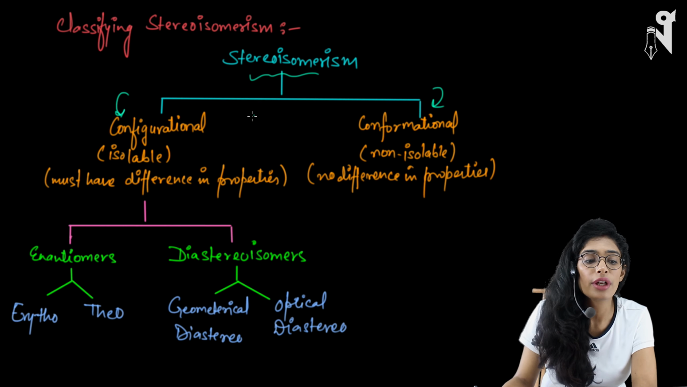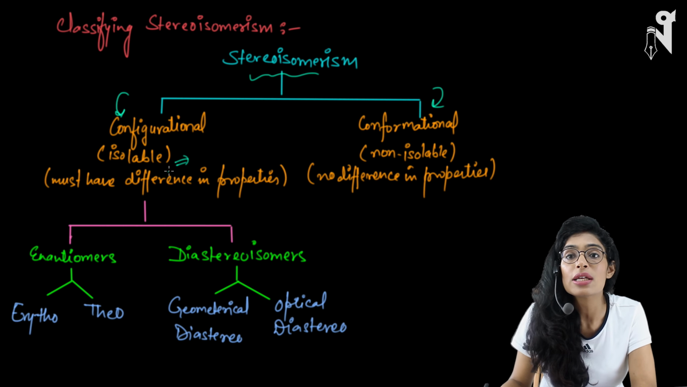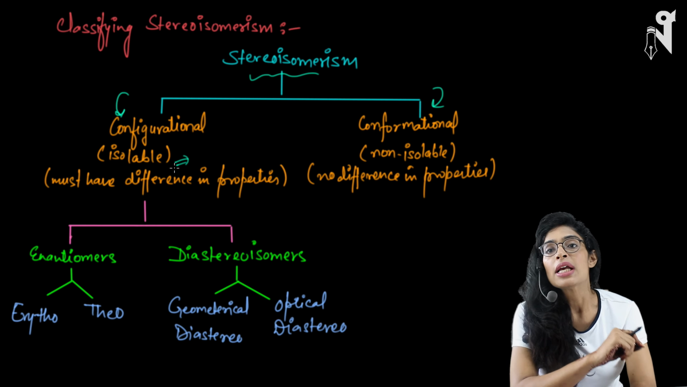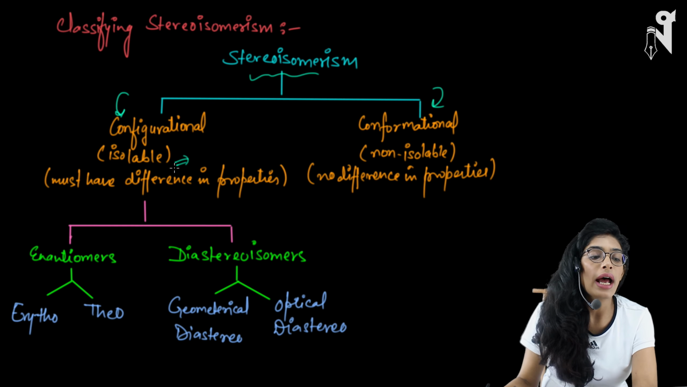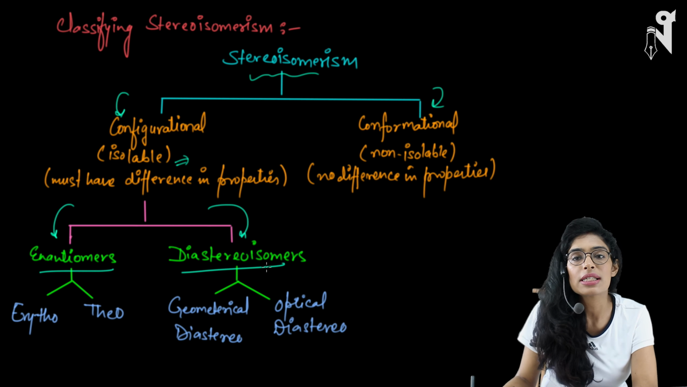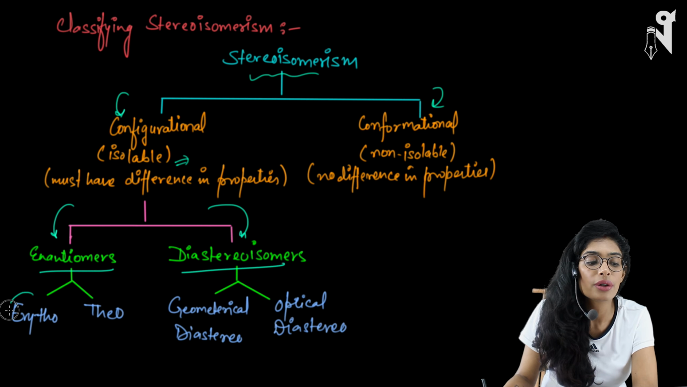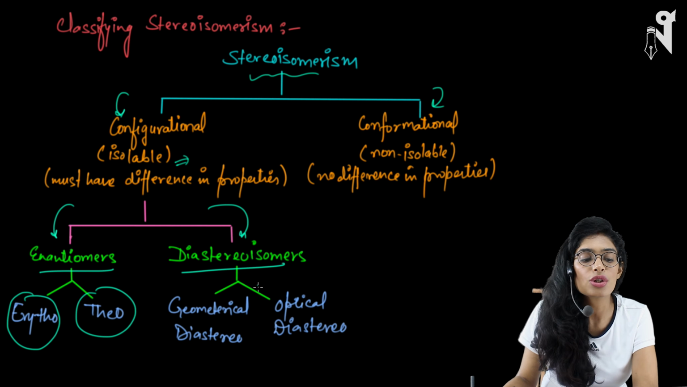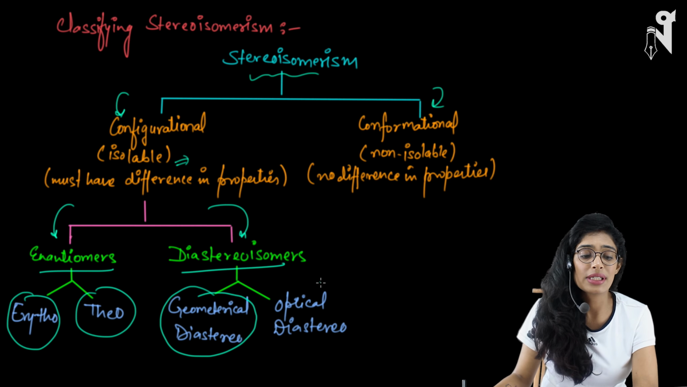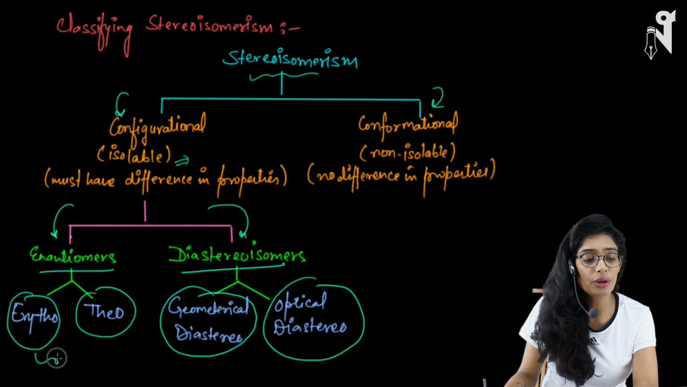When you talk about configurational, these are the ones which can be isolable. That means there are differences in the properties due to which they can be separated from each other. Such compounds are enantiomers and diastereomers. Enantiomers are further divided into erythro and threo, and diastereomers are further divided into geometrical diastereomers and optical diastereomers. So erythro and threo are also optical.